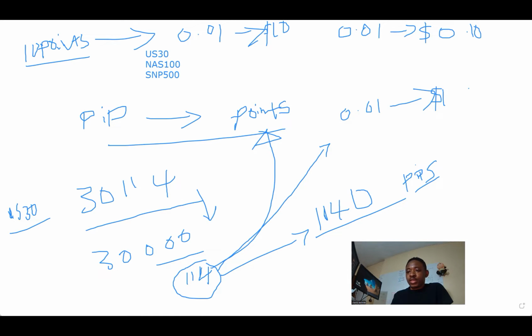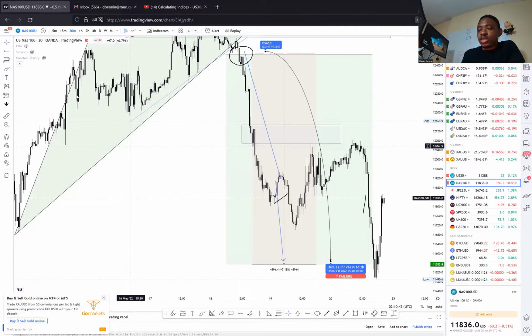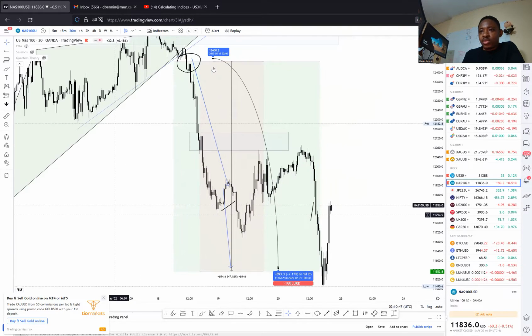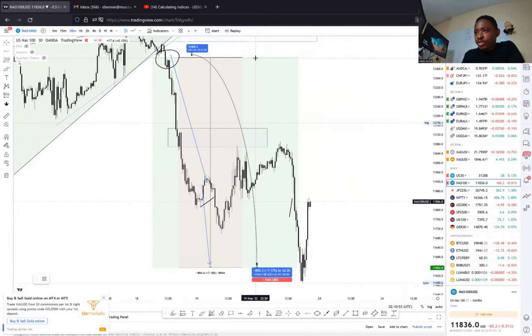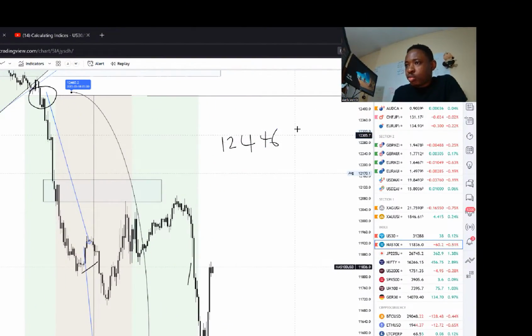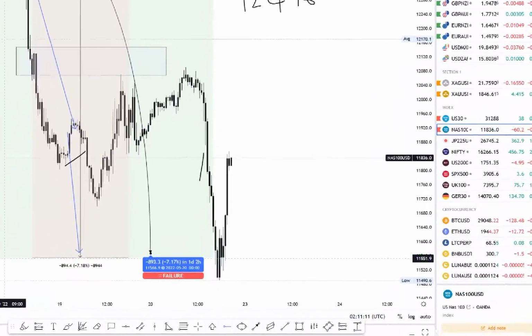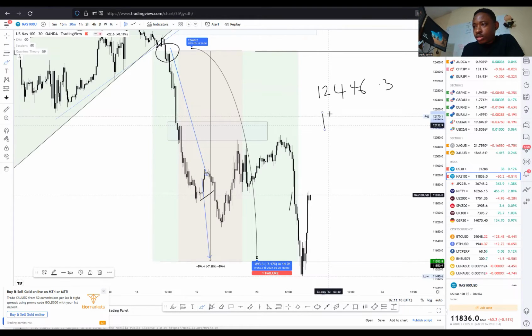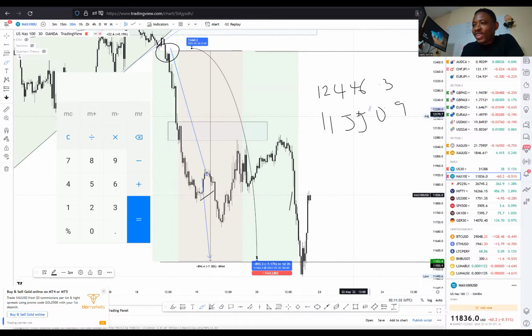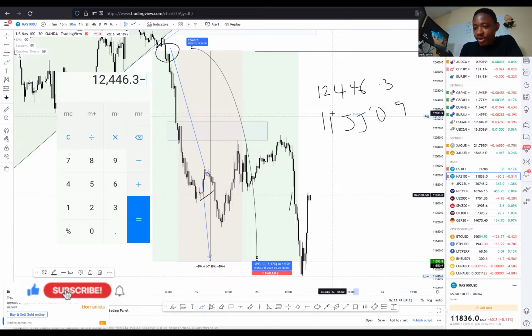So let's go to the chart and look at some examples. This is one of the trades that we caught this week, from here down to this one on NAS100. Let's do this quick calculation. Price moved from 12446.3, and the take profit was all the way down here, which was 11550.9. I'm going to do a really quick calculation, so let me get my calculator here. What we are doing is a subtraction. It doesn't matter which one you subtract from the other. If it's a negative number, it's just a difference.